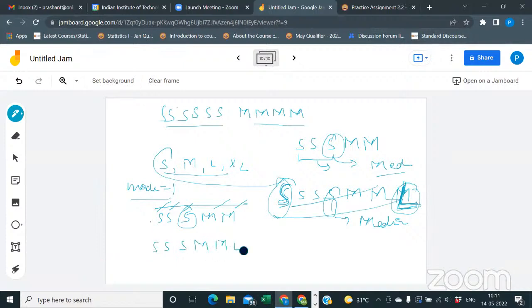One was, suppose, L, and one was again S. For example, still it will be S. Yes. And you are saying we are adding at the last two L's. Okay, 3 to 5. Then what is the median? Median is okay, that is another thing.